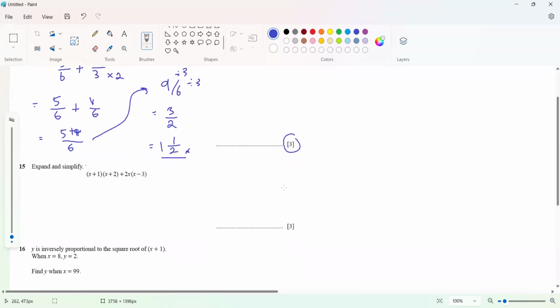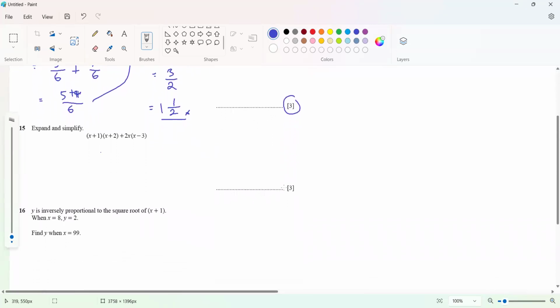So for number 15, it is an expand and simplify question. We are just going to expand the first 2 brackets first really quick.